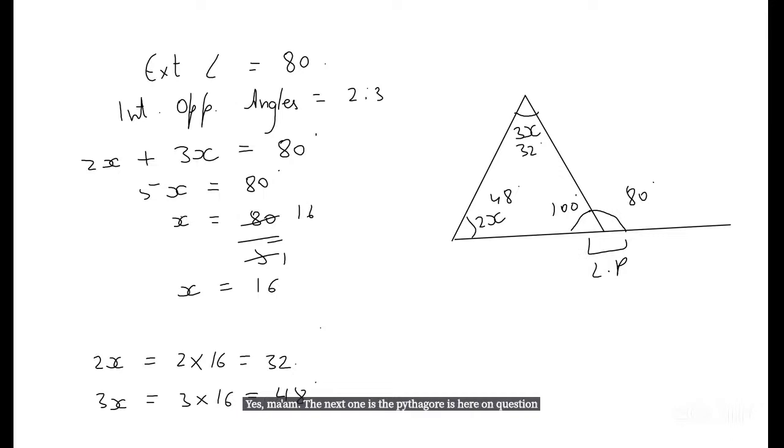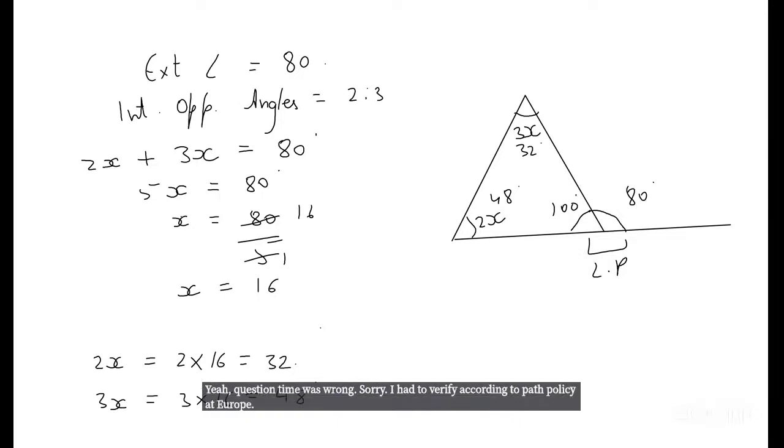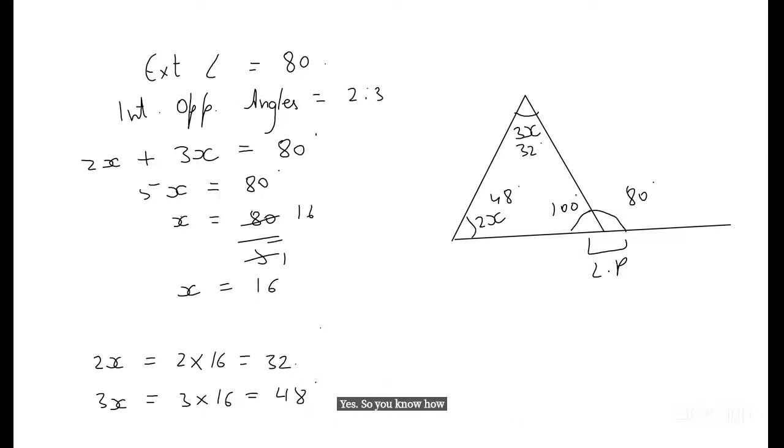Next, the Pythagoras theorem question. Question number 10. Sorry, question number 9. Question 9 was correct, your Pythagoras theorem question was correct. But question 10 was wrong. You had to verify according to Pythagoras theorem. So you know how to verify according to Pythagoras theorem, like how I did in the previous question? Yes, exactly like how you did in the previous question.